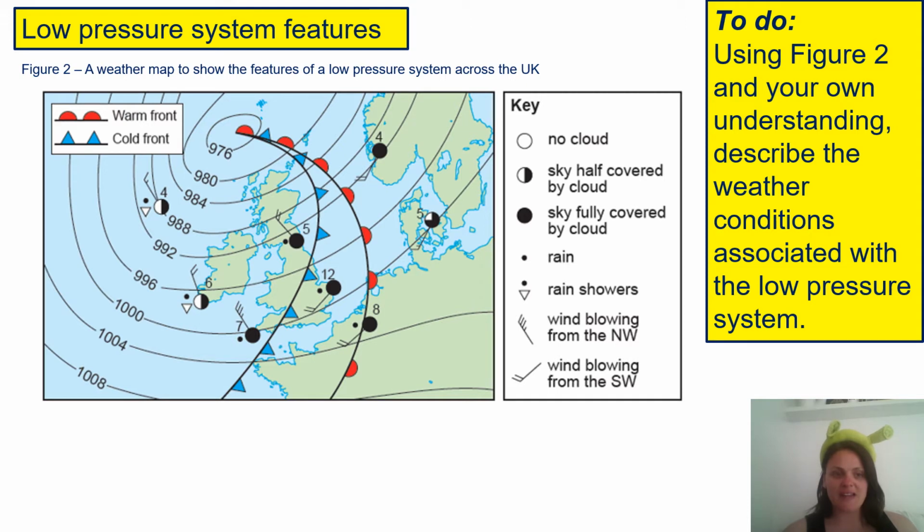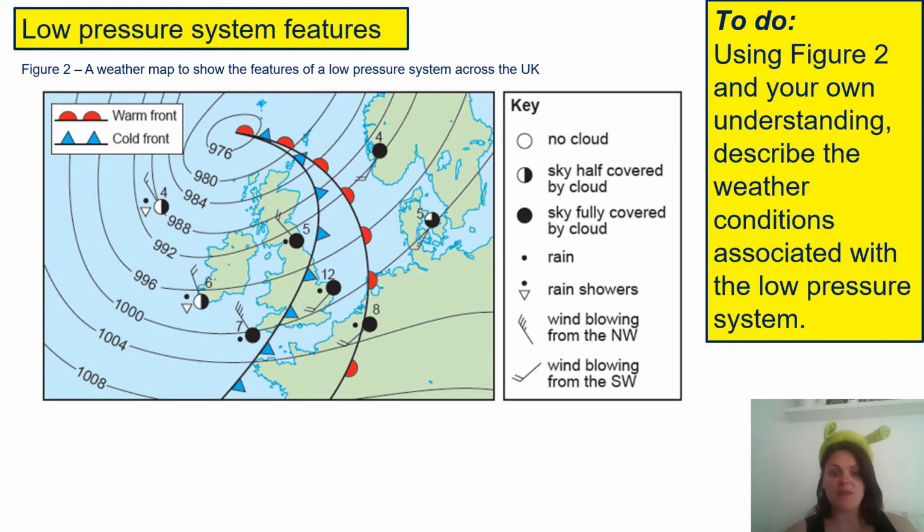In front of you, you can see a weather map, and this shows the features of a low pressure system across the UK, and this is in the summer. You've got a key and it tells you what those symbols are for. Now remember, this is really similar to the map we looked at when we did high pressure. So what I want you to do, using figure 2 and your own understanding, so link back to the high pressure lesson, can you describe the weather conditions associated with low pressure systems?